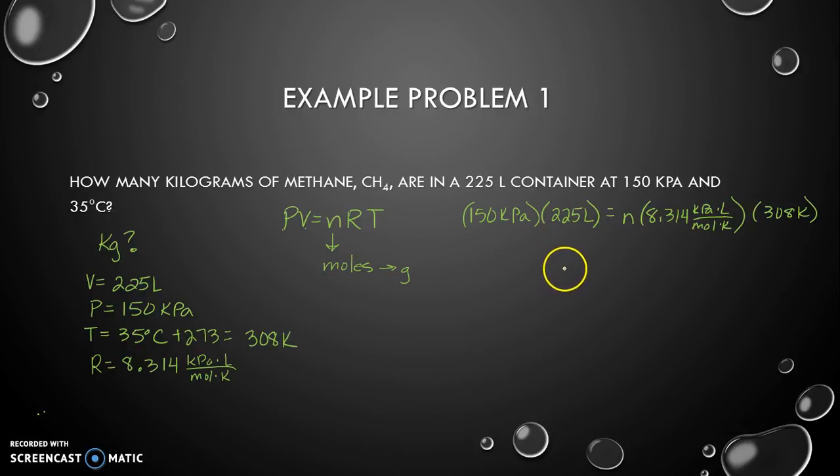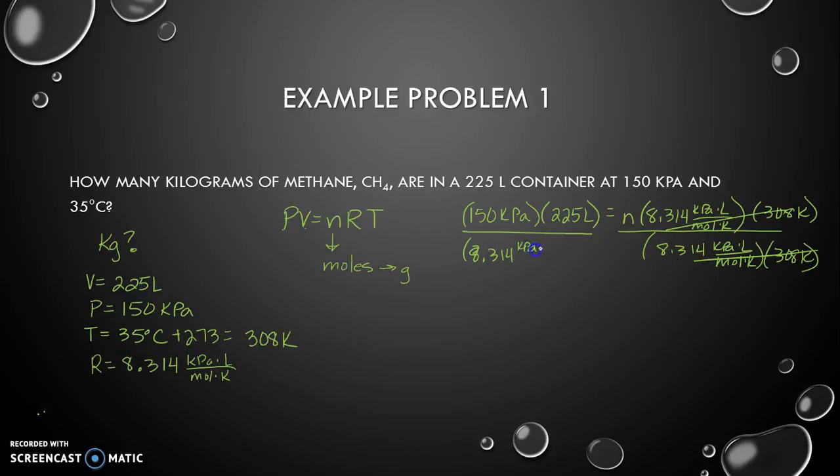Okay, so now to get N by itself, we need to divide both sides by 8.314 times 308 Kelvin. This cancels here. And then on this side, 8.314 kPa times liters over moles times Kelvin, and then that gives me 308 Kelvin here.